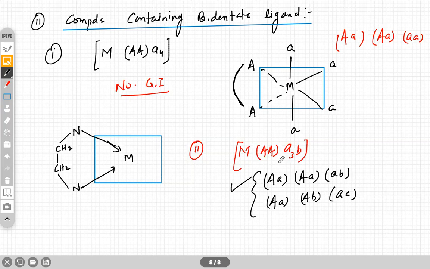So, in the previous one, you'll get AA, capital A, small a, two pairs of that. No, you won't. That is the rule, right? Bidentate should always be at 90 degrees. So you won't have the pair of AA. This pair cannot be formed, never.